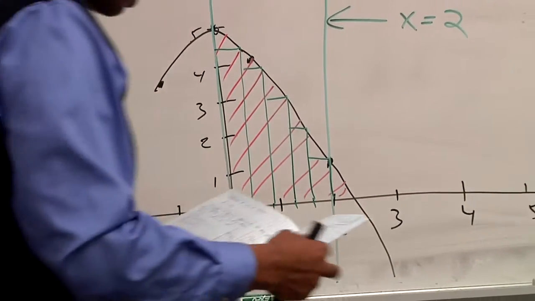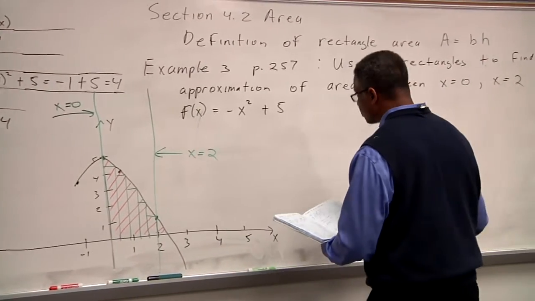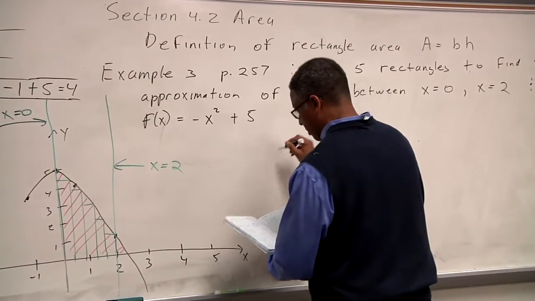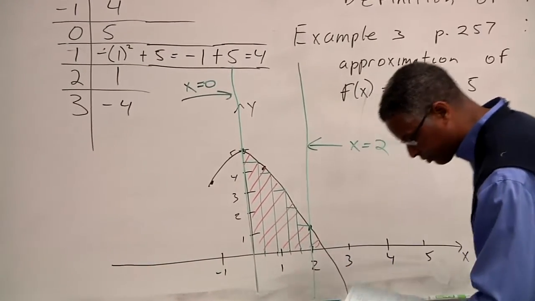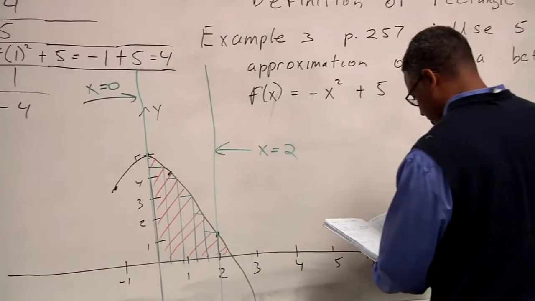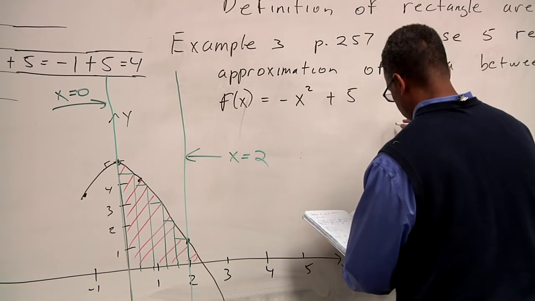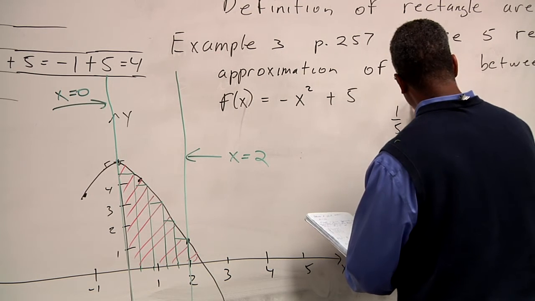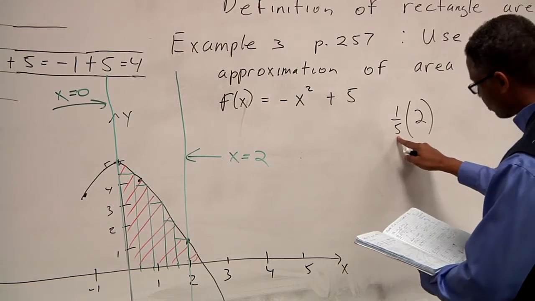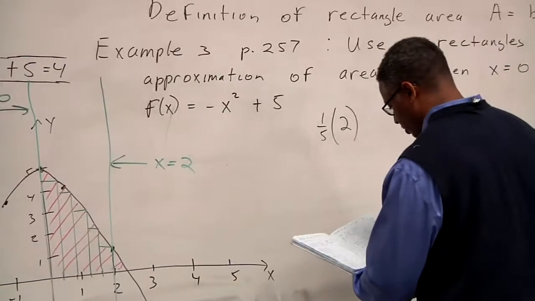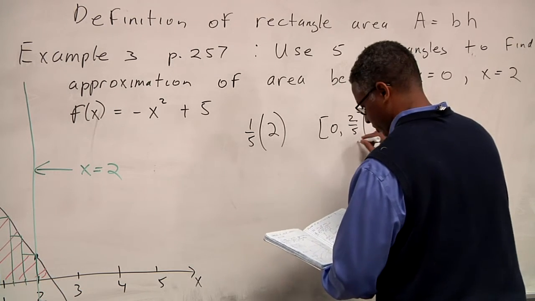So let's go ahead and write this out. But before I do that, let's talk about the intervals. We have essentially 5 different intervals, and those intervals are defined by the following. Essentially 2 divided by 5, so it's 1/5 times 2. The first interval is going to be from 0 to 2/5.